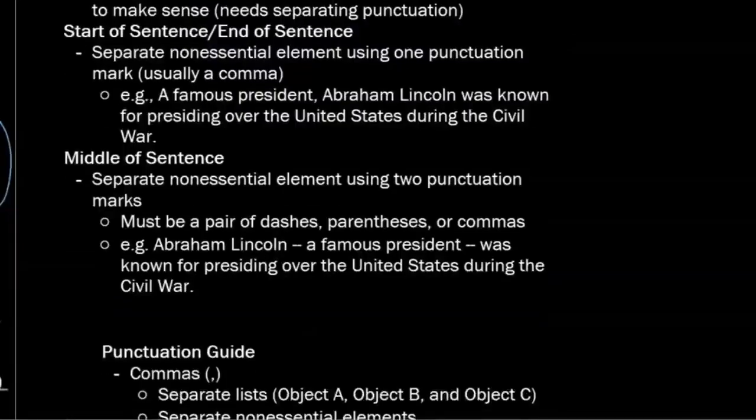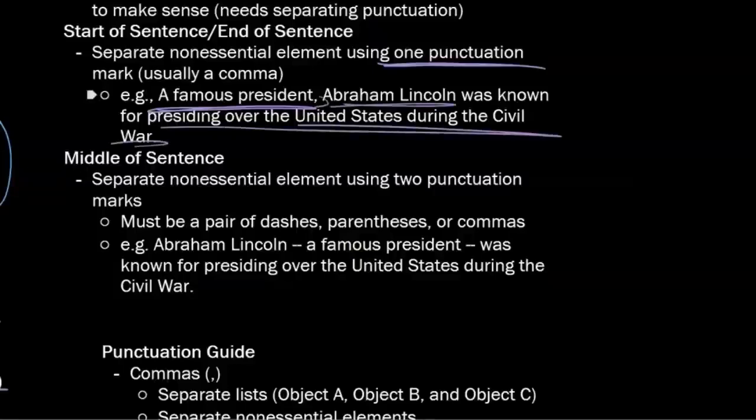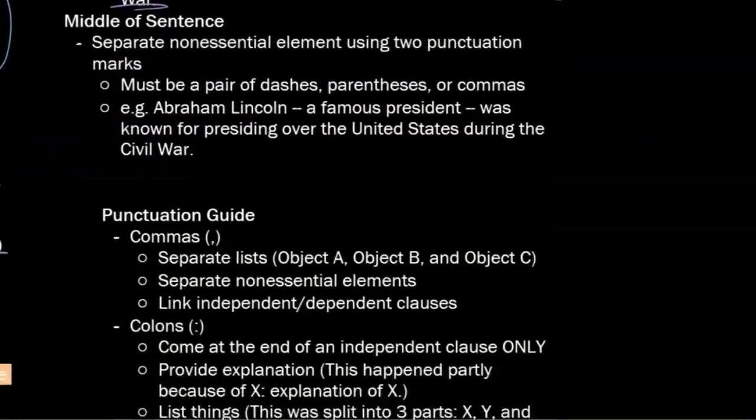Now, if you have a non-essential element at the start of a sentence or at the end of a sentence, you just separate that using one punctuation mark. For example, a famous president, comma, Abraham Lincoln, was known for presiding over the United States during the Civil War. If it's in the middle of a sentence, you separate your non-essential element using two punctuation marks. Again, it must be a pair of dashes, parentheses, or commas. So I could make this parentheses, I could make this commas.